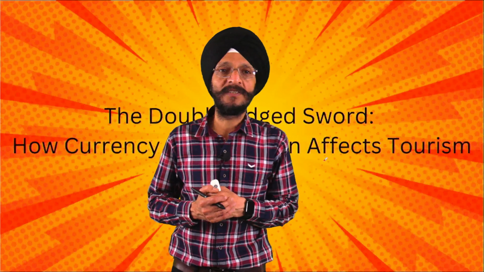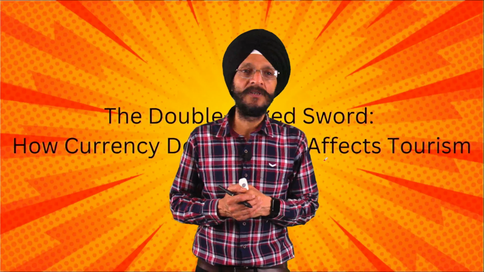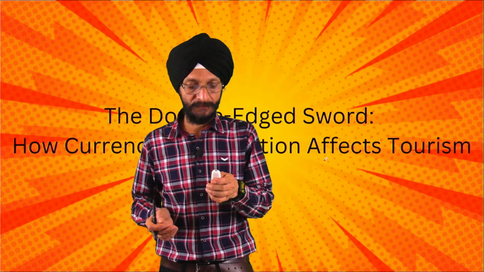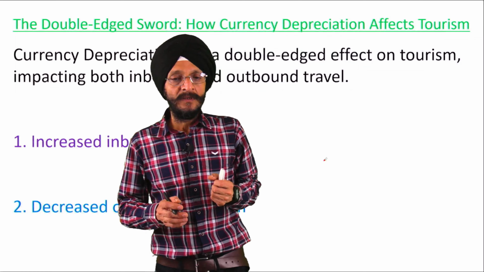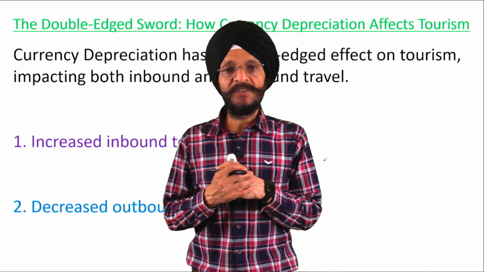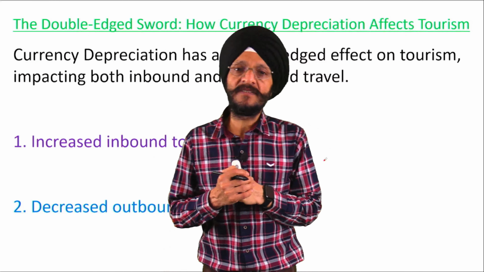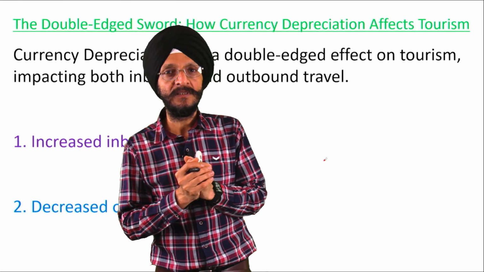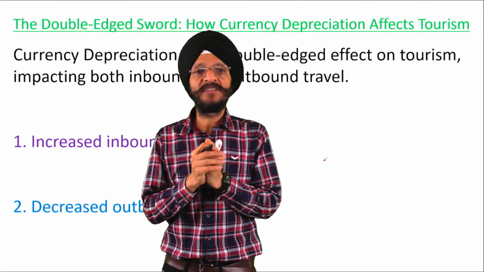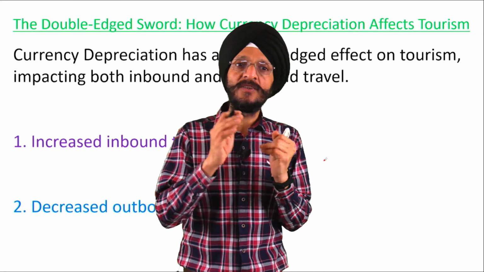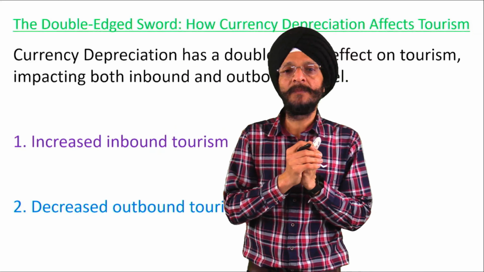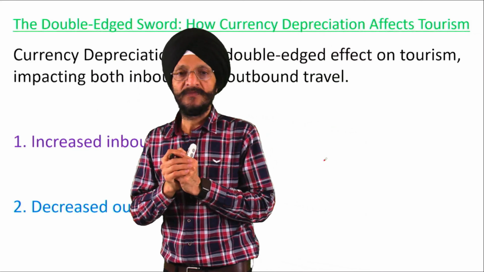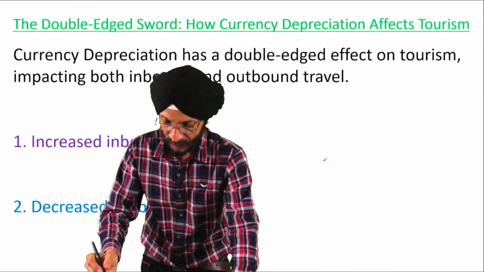Now the topic before us is the double-edged sword: how currency depreciation affects tourism. When the value of a currency depreciates, it means that the value of that currency depreciates in comparison to other foreign currencies. Currency depreciation has a double-edged effect on tourism. It impacts not only inbound tourism but also outbound tourism. We will understand the same with the help of an example.